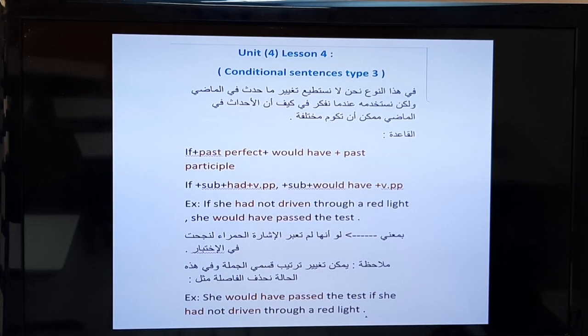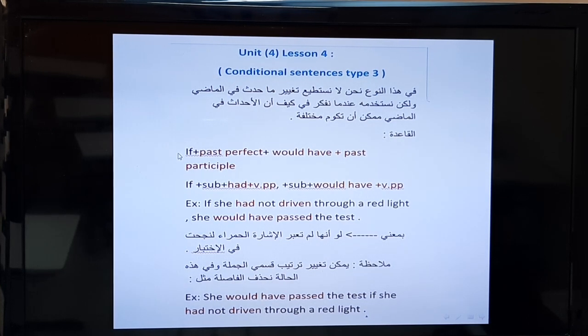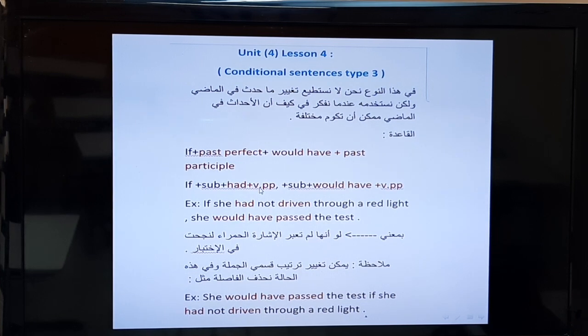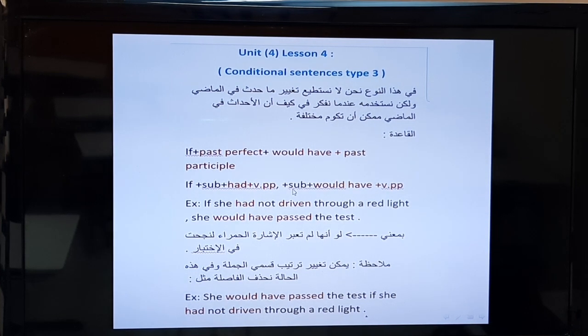Exercise A or section A, study the grammar box. We cannot change what happened in the past, but we can think about how events in the past could have been different. So, you have here conditional type 3: if plus past perfect. You know past perfect is had plus verb in past participle, or verb 3, plus comma, be careful with the comma, plus subject plus would have plus verb past participle.